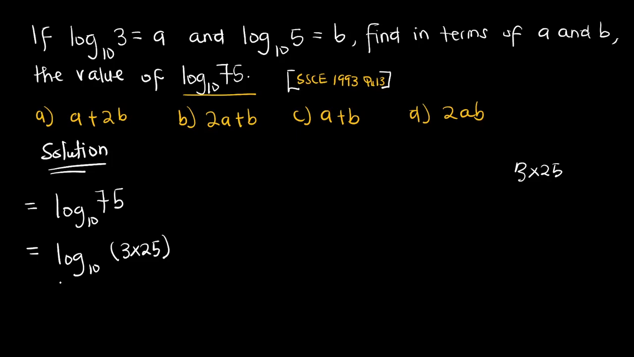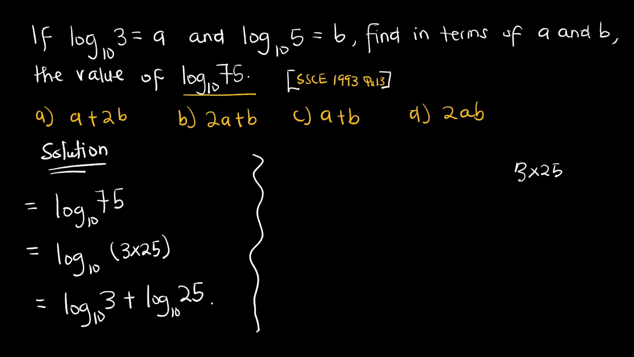Are we okay? Now, when you have log and two numbers multiplying each other, you can apply the log across the numbers individually, but you change the multiplication to addition. So this will become log base 10 of 3, plus log base 10 of 25. Are we okay? Now, 25 here, 5 squared is 25.